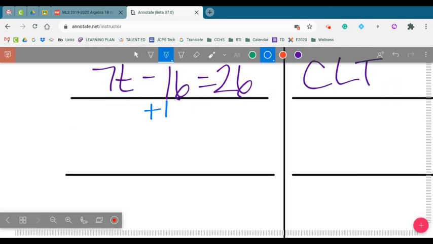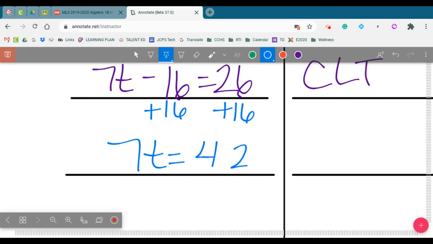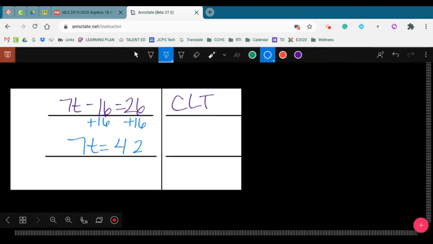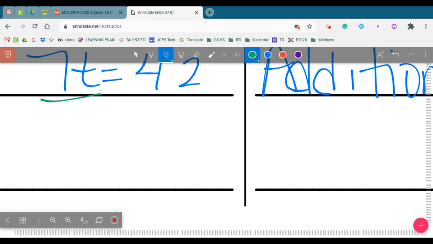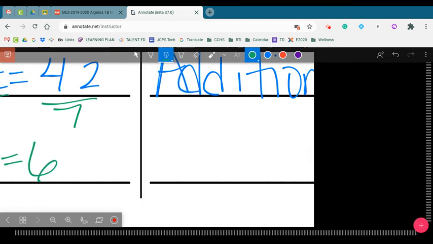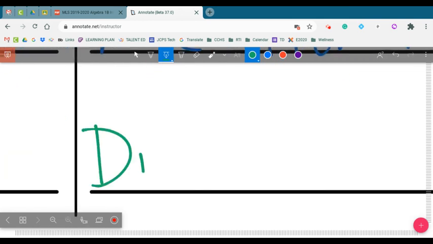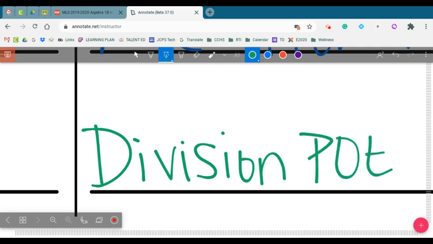Then we need to add 16 to both sides. We're going to get 7t equals 42. So this step we did addition. POE. That's a really bad E, but that's okay. And our last step to get t by itself is divide by 7. So I'm going to get t equals 6 because 42 divided by 7 is 6. And this is going to be division. POE, since I did it to both sides.